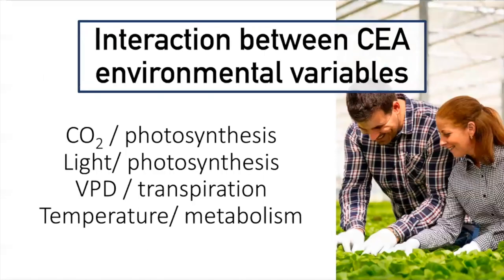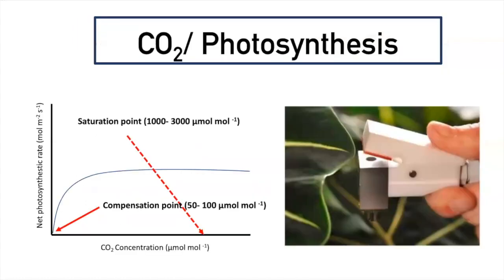So let's learn a little about data interpretation and the interaction between different CEA variables. For example, CO2 and photosynthesis, light and photosynthesis, vapor pressure deficit and transpiration, and temperature and metabolism. There are a lot of environmental variables that we can manage inside of growing systems, but for this video, we will focus on these ones. So let's start with CO2 and photosynthesis.